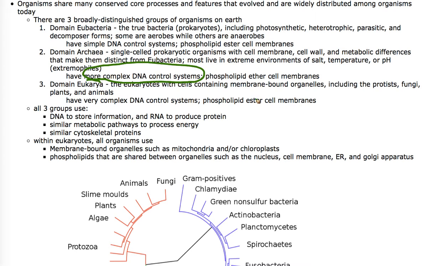The third group in our classification scheme of all life on Earth are the eukaryotes. The eukaryotes are, well, let's get rid of that. I want to go back to the pen.